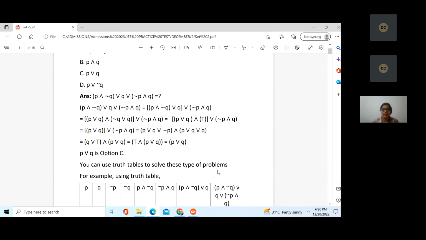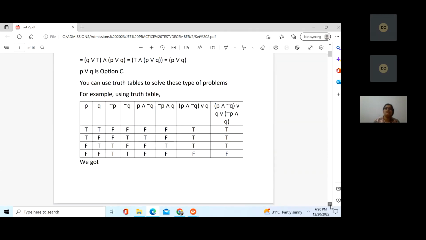So it's completely fine. Now coming to the easiest method which we know, that is using a truth table. You can use a truth table to solve this category of problems also. We know there are only 4 inputs: true, true; true, false; false, true; and false, false.